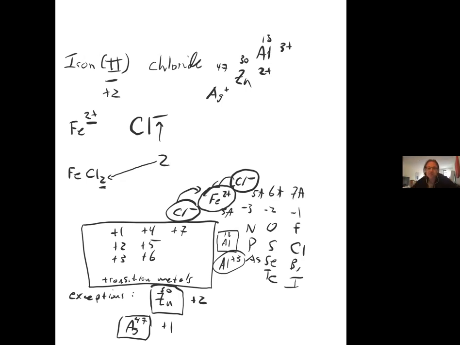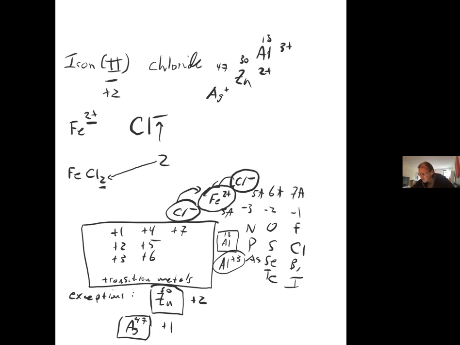So in general, you won't see zinc 2 chloride because it's understood, oh, zinc is always +2. You won't see silver 1 chloride. You might see it. Sometimes people will still put it, but silver's got to be +1. So it's just going to be called silver chloride.